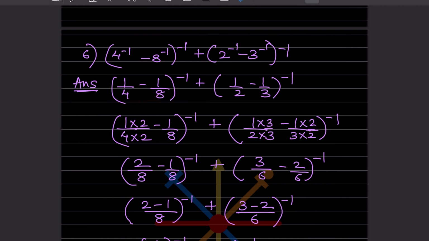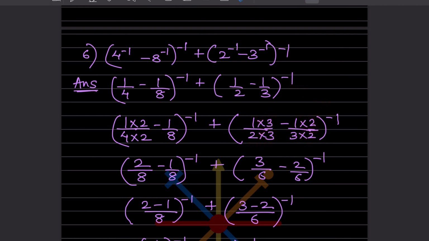So what are you going to do? You are going to make this 8. The 4 multiplied by 2 is 8. So you multiplied this by 2, so this also should be multiplied by 2. This as it is, and the exponent as it is. Now look at this one. The LCM should be 6. So here you are going to multiply 2, 3 times, and here also 3. Here 3 twos are 6. So this also should be 2, and this as it is.